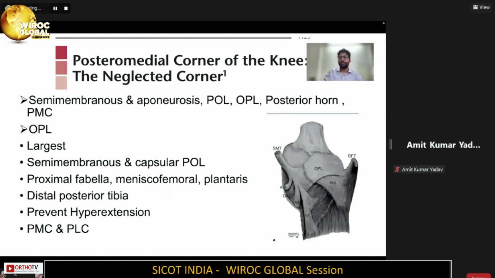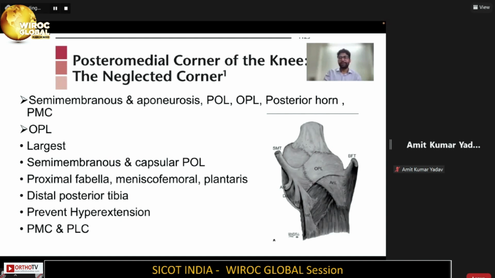The posteromedial corner of the knee contains the semimembranosus and its aponeurosis, the most important dynamic stabilizer, the posterior oblique ligament, as we discussed before, the oblique popliteal ligament, the posterior horn of the medial meniscus, and the posteromedial capsule.